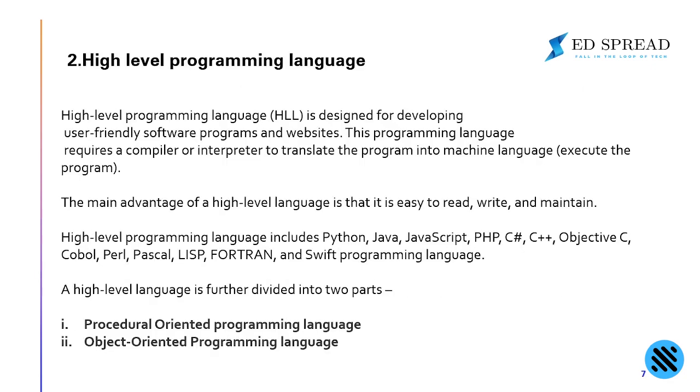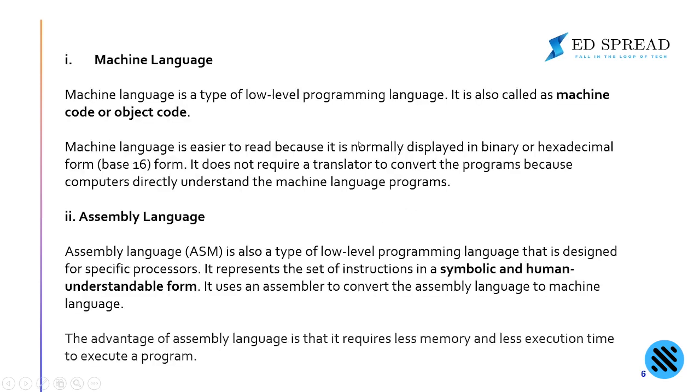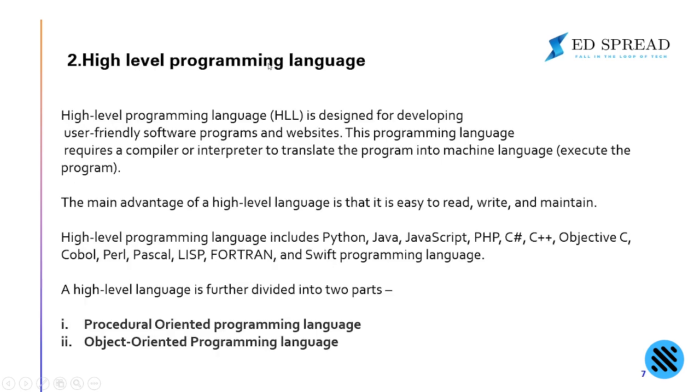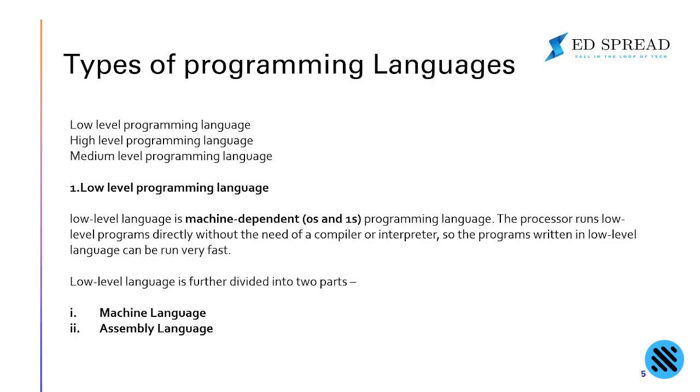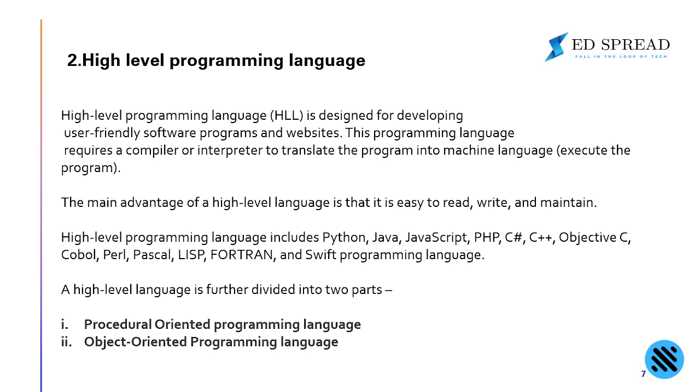That is nothing but user friendly code which can be written by us, right? So in order to run this high level programming language, we need to convert this into these two. That is nothing but machine language, that is low level programming language. How we will convert that one? With the use of a compiler or an interpreter.